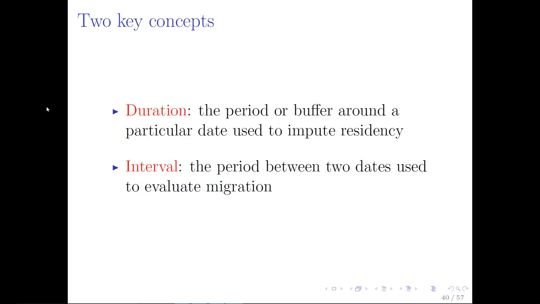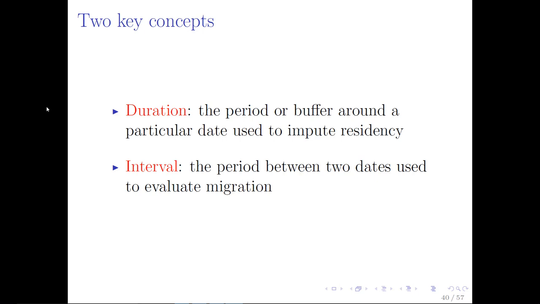There are two key concepts that we consider. We have this time series of geographic coordinates for each user. And then the two concepts: the duration, which is the buffer around one period of time that we use in order to infer the residence of the person, and the interval, which is the period between two time points in order to establish whether there was migration between the two time points.